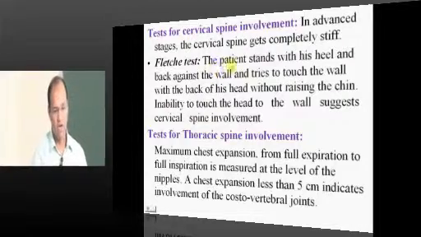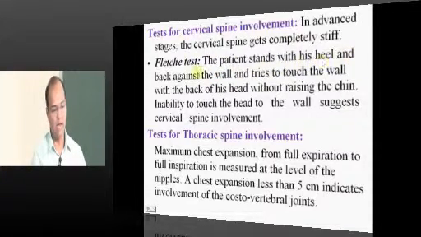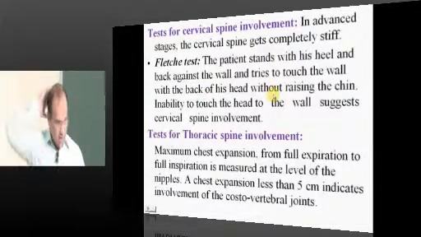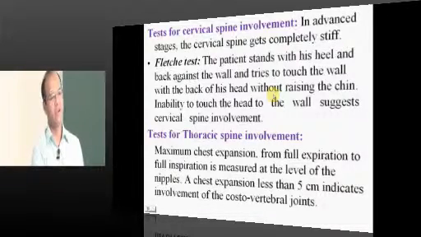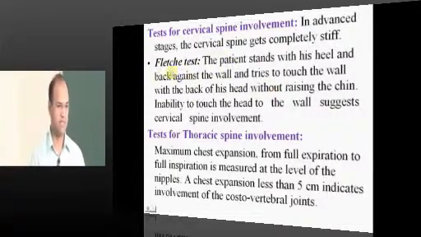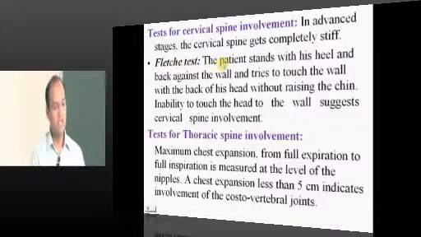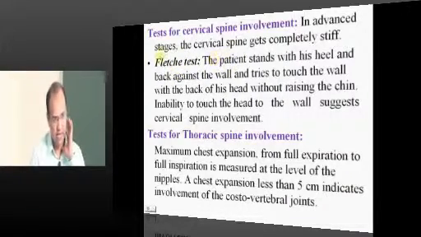I will just read it out. The patient stands with his heel and back against the wall and tries to touch the wall with the back of his head. Once the spine is stooped, the head can't touch there. If the head is touching, then the spine is not involved. Got it? So this is called Fletcher's test, right? This indicates that the cervical spine is involved.